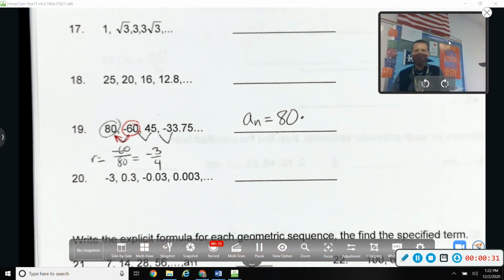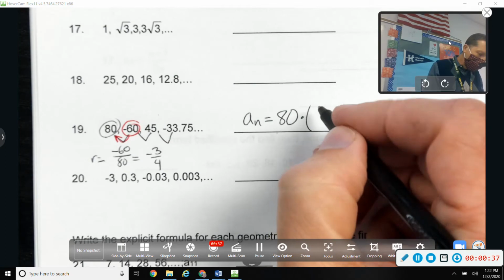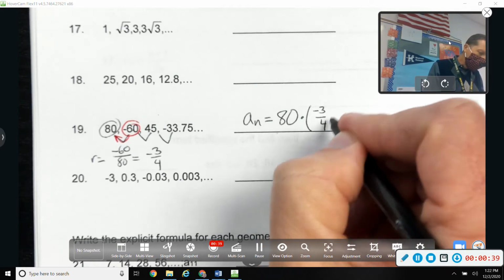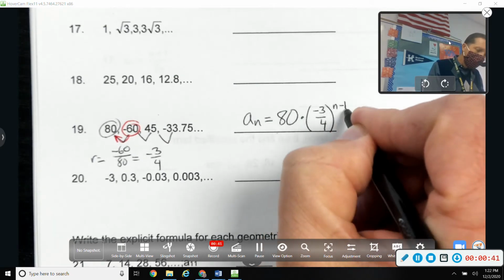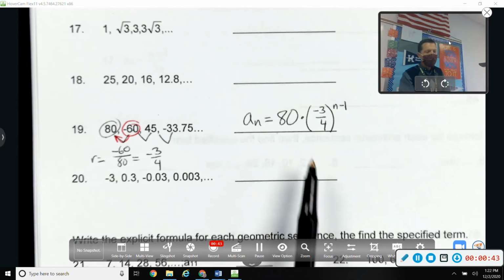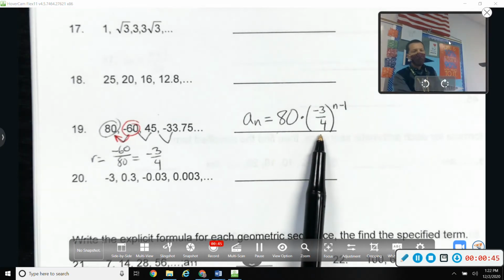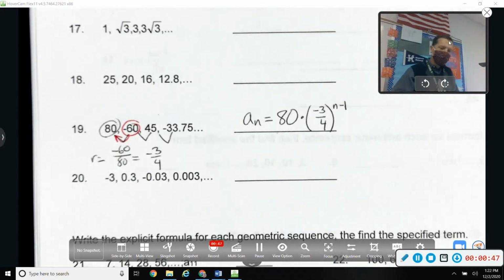Most of the time you can look at it and figure it out if it's 2 or a half or a third. But sometimes you get some weird ones thrown in there. So negative 3/4 to the n minus 1. Negative 3/4 in parentheses, so that you make sure you cube, square, exponent the entire thing.